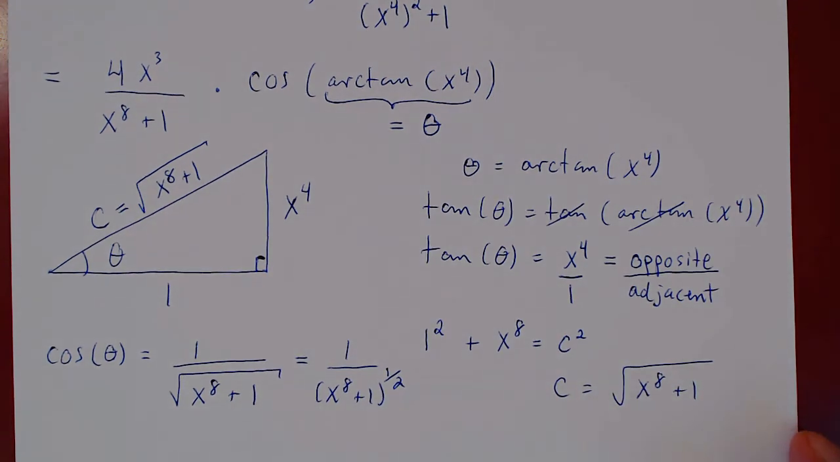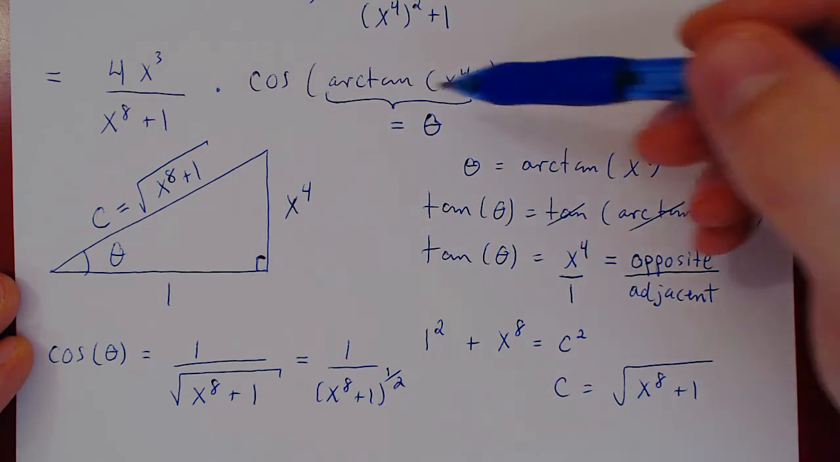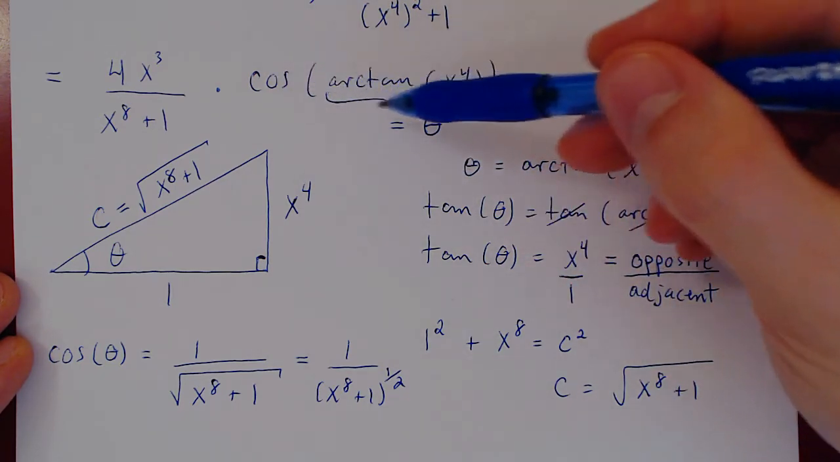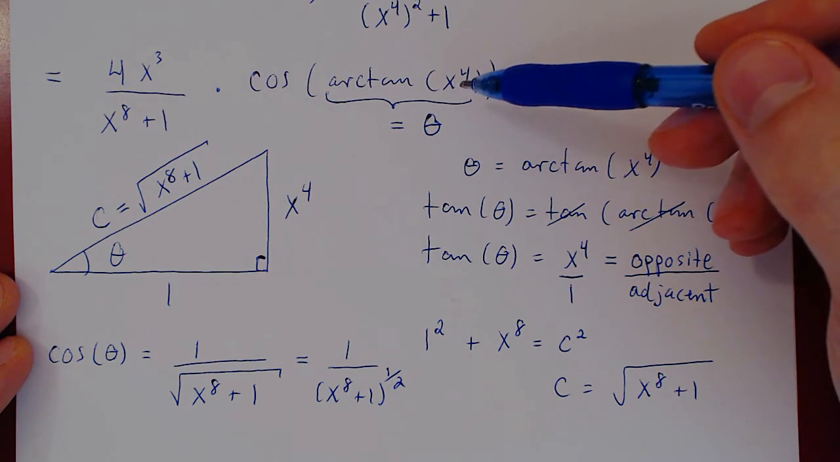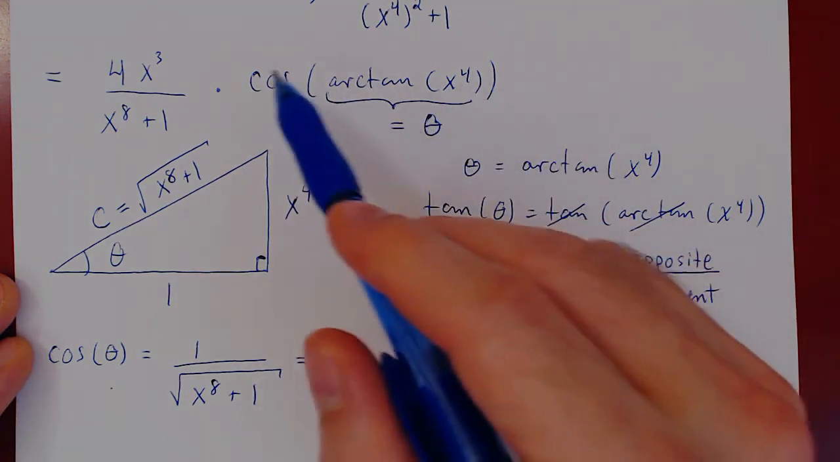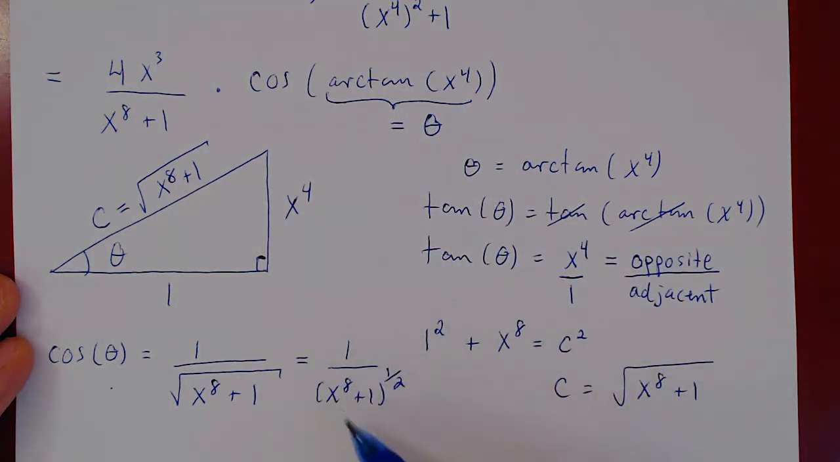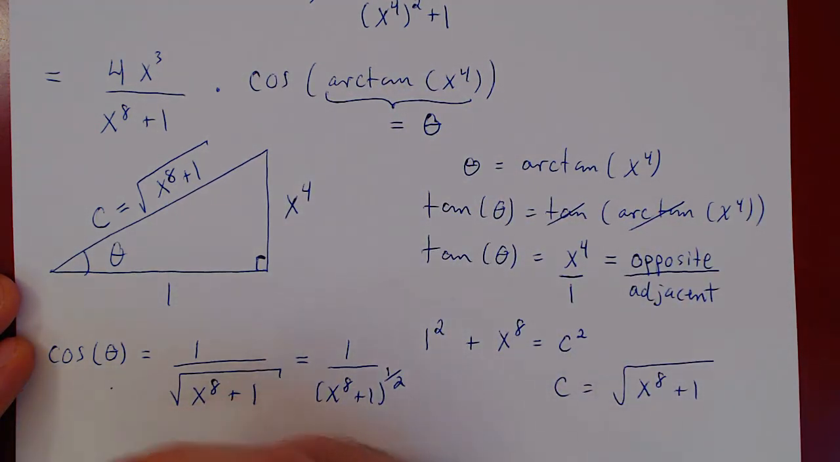And now we can replace in our final answer. Instead of having this rather complicated expression, cosine of arctangent of x to the 4, it's the same as 1 over x to the 8 plus 1 to the power of 1/2. So you see, we're able to simplify this and get rid of the trig function and the inverse trig function altogether. So what is our final answer then?